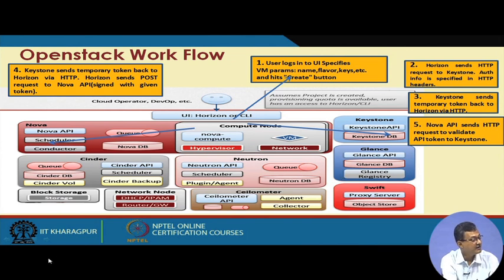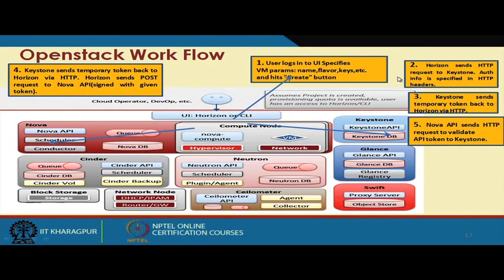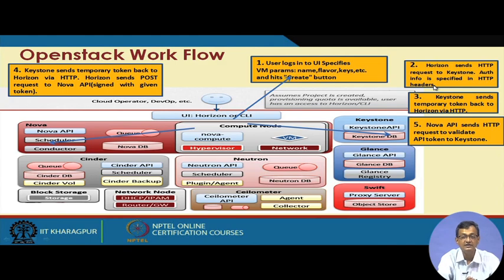We have Ceilometer, which is primarily the metering service or telemetry component, and Keystone for the identity services. So, the user logs in to the UI, specifies VM parameters like name, flavor, keys, etc., and hits the create button, right. When the user logs in and creates a VM, Horizon sends an HTTP request to Keystone, with the authentication information specified in the HTTP header. So, Horizon or the dashboard service sends the information to this identity service.